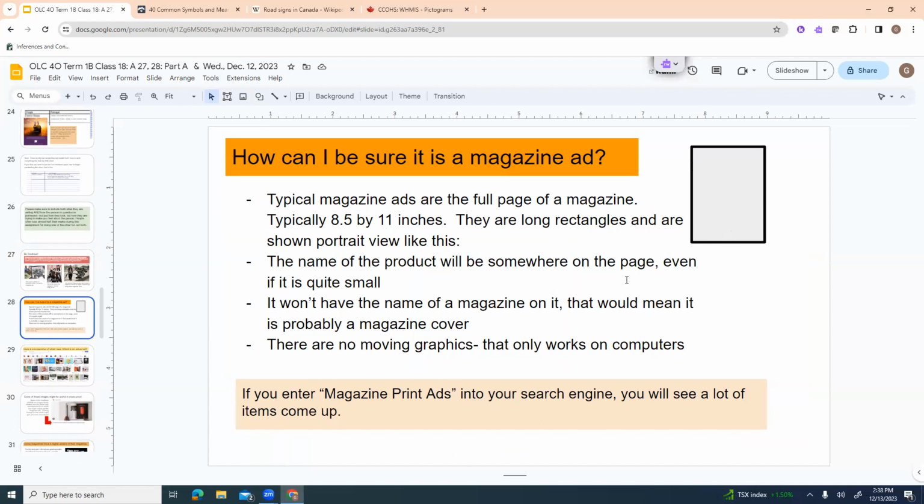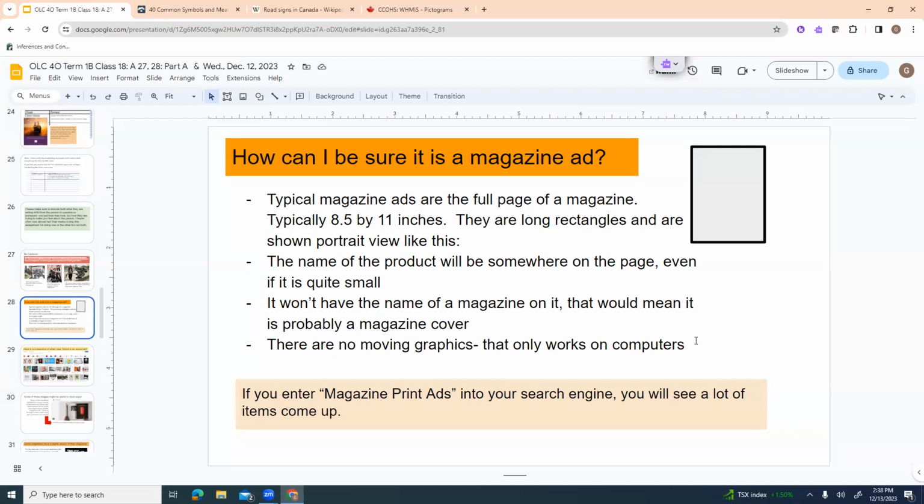The name of the product will be somewhere on the page, even if it's quite small, or the name of the company that's selling things. It will not have the name of a magazine on it. That would mean it's only a magazine cover. It could also not have any moving graphics, right? That only works on computers.